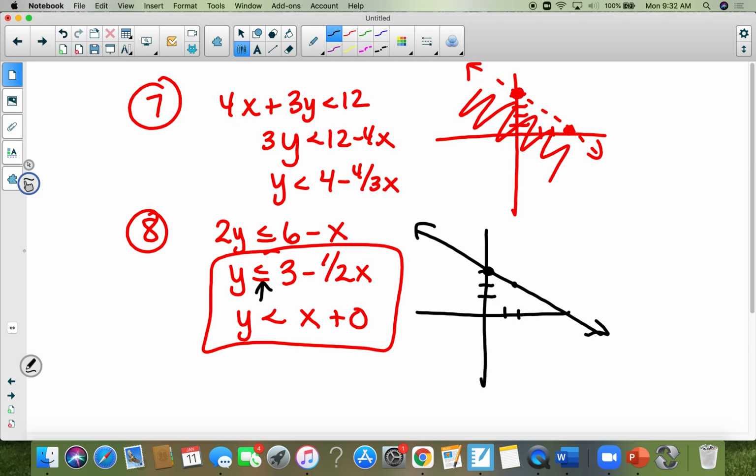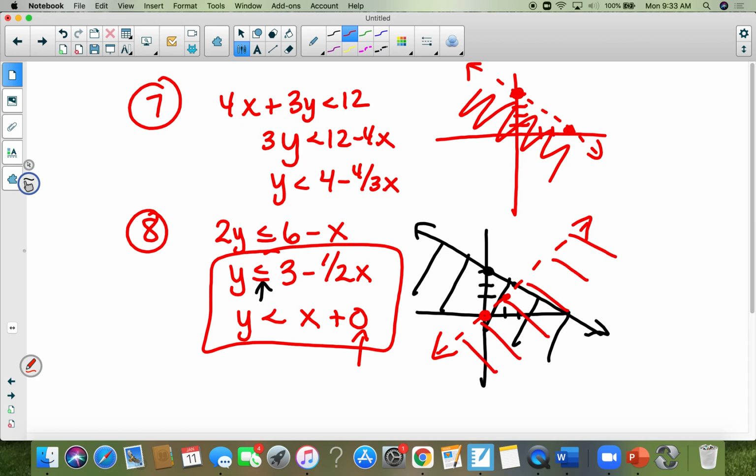Y needs to be less than, which is down here. The other one, I put my first dot at 0, and I go up 1 and over 1, and that one's going to be a dotted line, and it needs to be less than, which is down here. It's where the two, black and red, collide with each other, which is down here, that is my final answer for number 8.